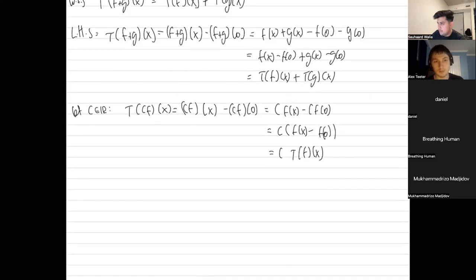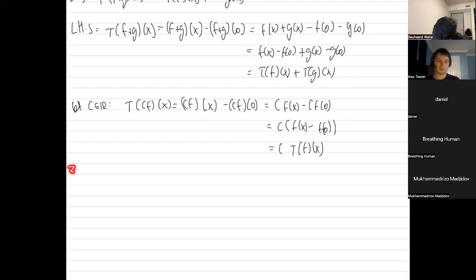So let's start off with the null space, or kernel. So let's say kernel. So we need to show its null space.